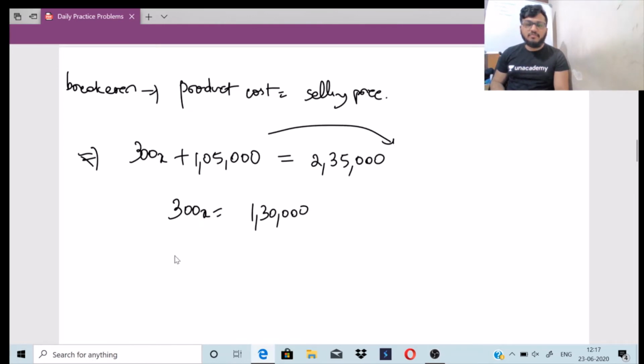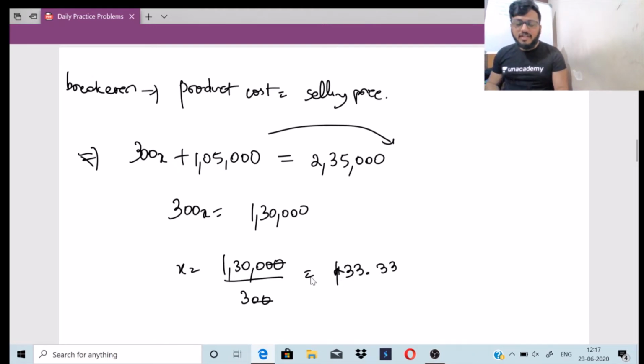This will come this side. So X will be equal to 1,30,000 divided by 300. So this is 1,300 by 3. The zeros will cancel. So this is equal to 433.33, or else I can easily say it as 433 chairs, right? So this person has to sell around 433 chairs in order to get break even in the prime season. So that was it for this question.